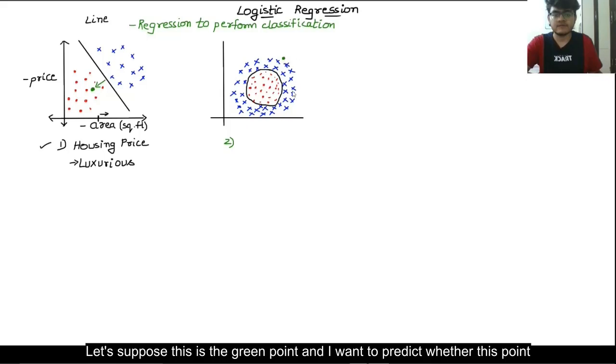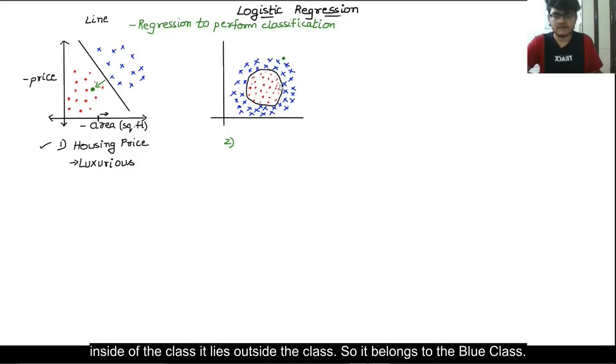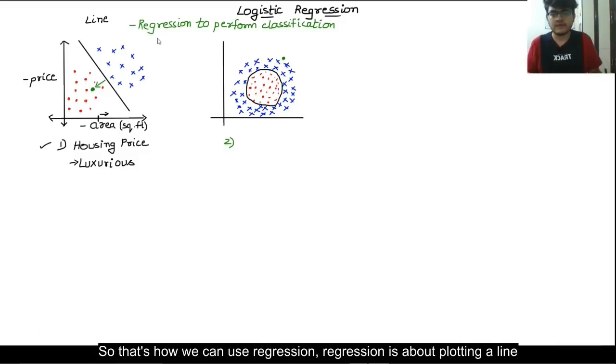Let's suppose this is the green point, and I want to predict whether this point belongs to the red class or the blue class. Since I have the circle, I can say that this point does not lie inside the class, it lies outside the class, so it belongs to the blue class. So that's how we can use regression.